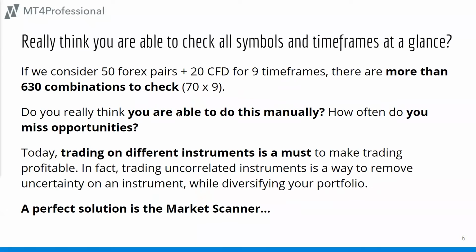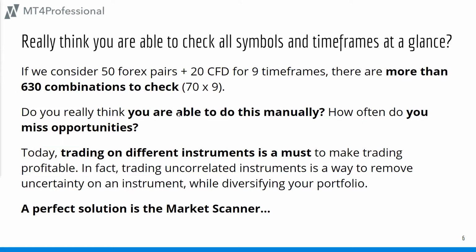Looking at all the pairs that you have available on your MT4 or MT5 platform, considering the 54 forex pairs, 20 CFDs, 9 timeframes, and that's just on MT4 alone. That's more than 630 combinations of potential trade setups. Do you think that you're able to check and identify all of those trade setups on all of those timeframes? Most people just can't. It's a fact of life.